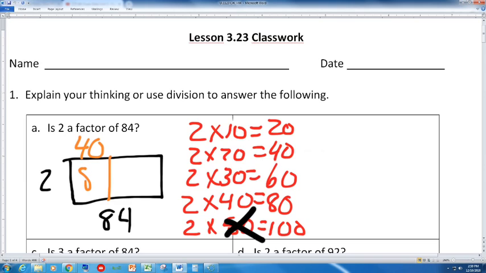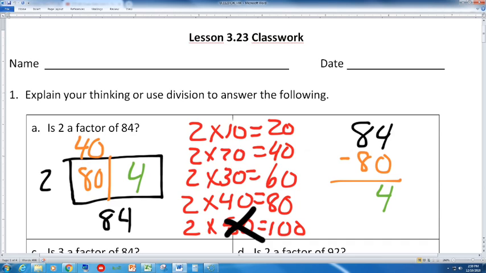2 times 40 is 80, so we're going to take our 84, and we're going to subtract our 80 from it to give us a total of 4 left over. So we're going to put 4 in our next box. How many times can 2 go into 4? It can go into it twice, so 2 times. So we're going to add those together, which gives us our answer of 40 plus 2, which is 42.